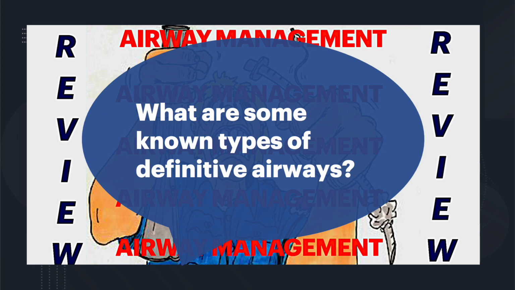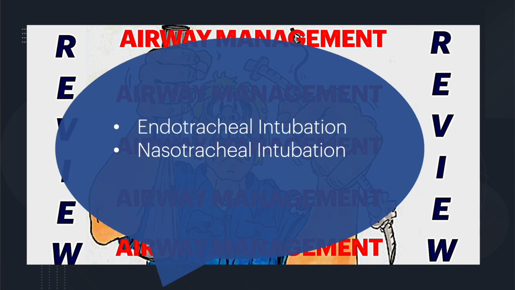So for me, this was a little tricky question. Even though I wrote it, I was getting it wrong until I went back and looked at that definition of what is a definitive airway, and that really helped me understand what are just artificial airways and then what are definitive airways. So pause, write all the answers that you think it may be, and then you can resume the video whenever you're ready. The answer is endotracheal intubations and nasotracheal intubations.